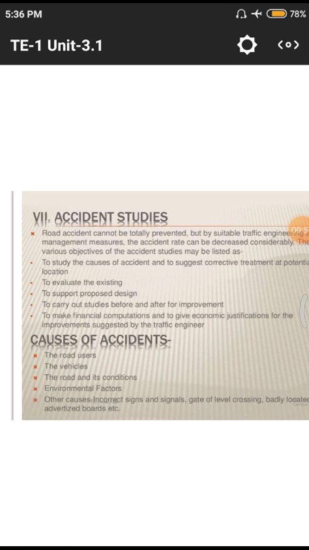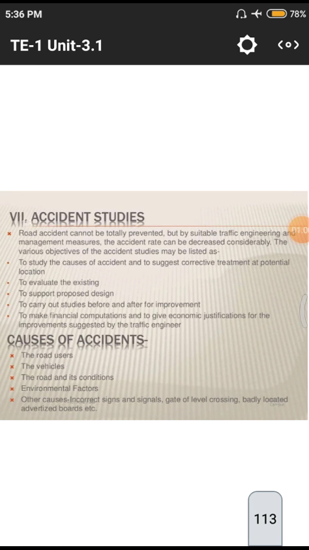How do we need to do these accident studies for road purposes? What are the accident studies? We have to discuss them point by point. Totally, we have 6 studies here.